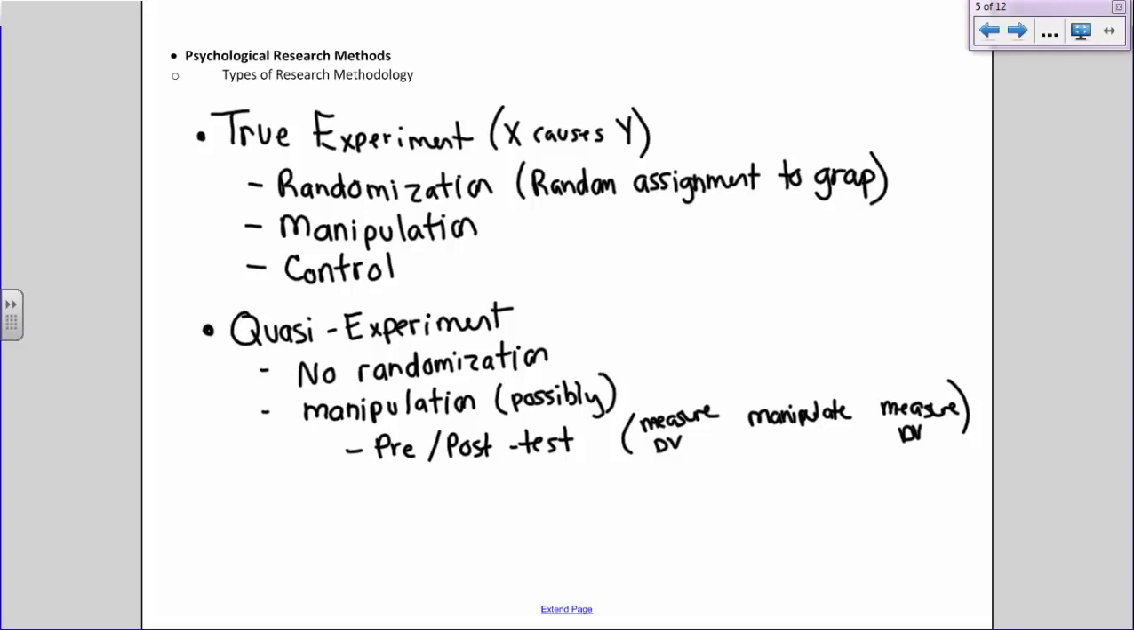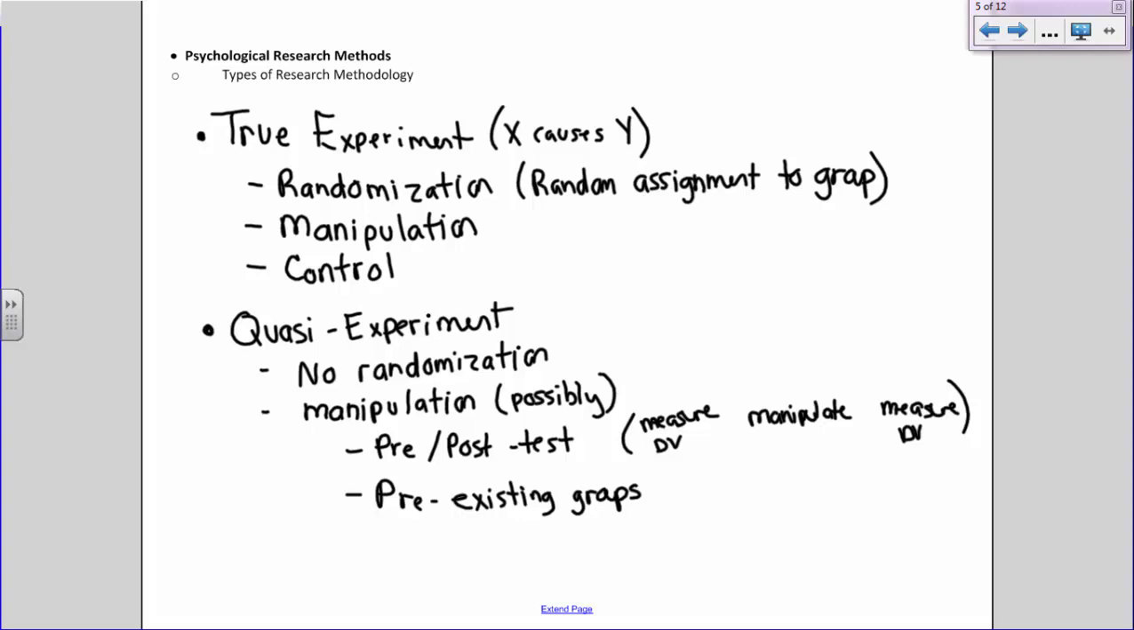You could also rely on pre-existing groups. So let's say that I thought that professors in psychology have better course evaluations than professors in some other group. I don't want to pick on anybody, so I'm not even going to say it. That would be comparing two different groups of professors. They weren't randomly assigned. They already existed, and we're just looking at differences.